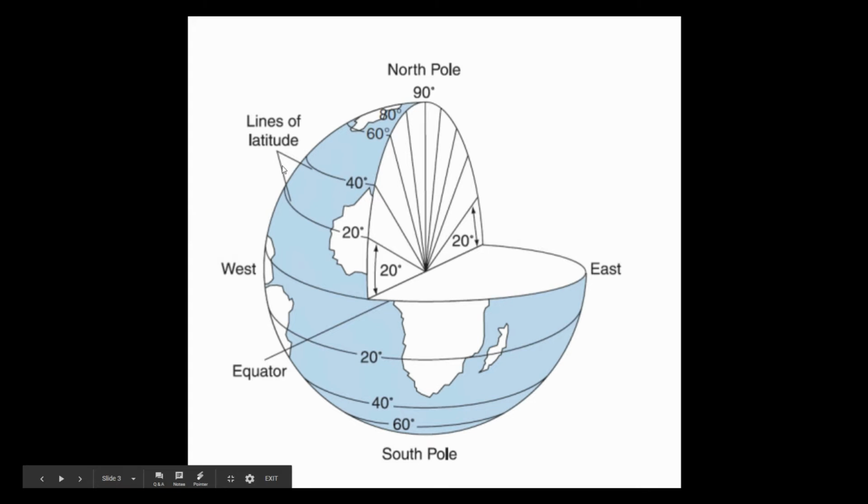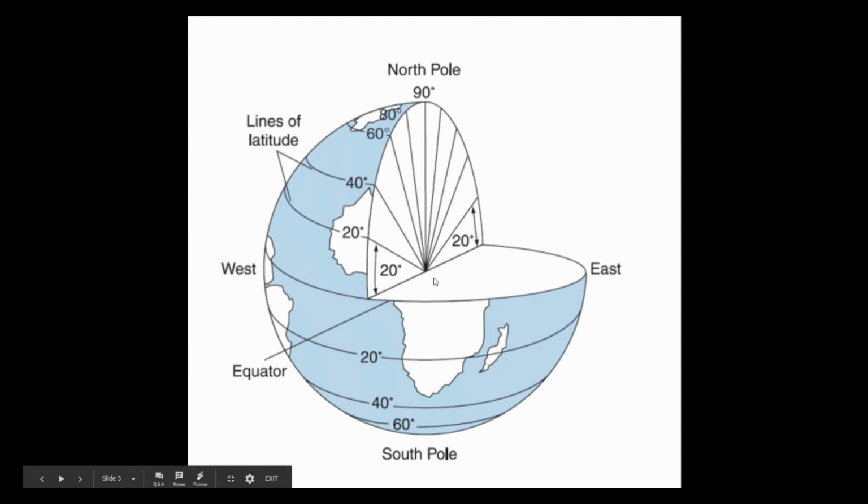So here we're looking at lines of latitude. You've got the equator right here in the middle, 20 degrees north, 40 degrees north, 60 degrees north. Same thing going down here in the southern hemisphere, 20, 40, and 60 degrees south. But there's a cutaway here, and this is where the angle comes into play.